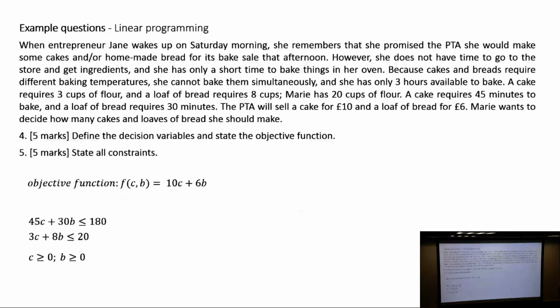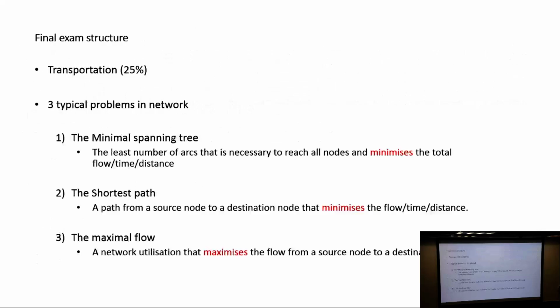So, yeah, the last one. After the first topic, the next one is transportation. In the transportation, we discussed 3 problems: minimal spanning tree, shortest path, and maximal flow. Minimal spanning tree is only about the connection. So if we have a number of stations, train stations for example, how can we connect them all by the minimal total distance?